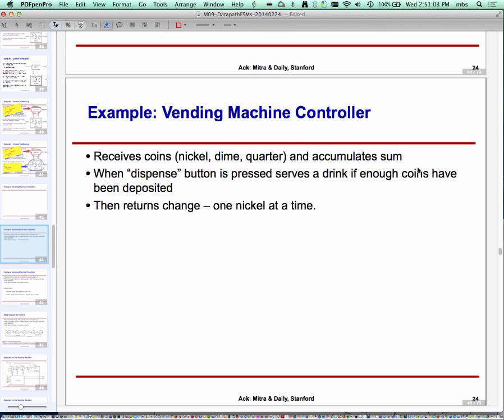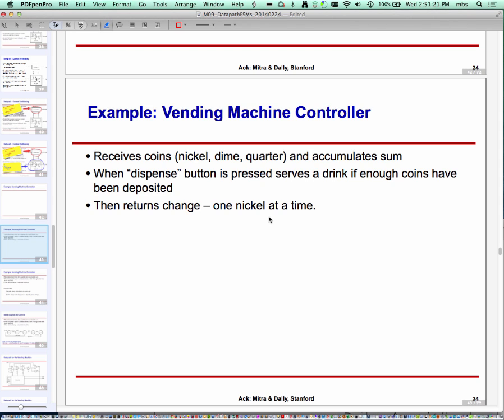This machine has only one type of drink, so it dispenses it only if enough coins have been deposited. Say the drink is 75 cents. If you have deposited 75 cents, it will release a drink, otherwise not. And then if you had deposited excess change, it will return change, a nickel at a time. So it has a big reservoir of nickels.